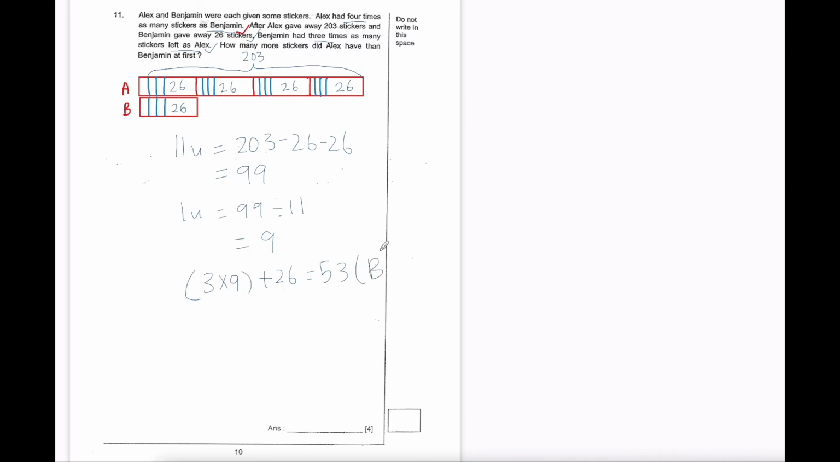I'm gonna put here B. Alright, and then Alex. Alex is 1 unit plus 203. Okay, so Alex is 9 plus 203, which is 212. And the difference between them is just 159. And there we have it.